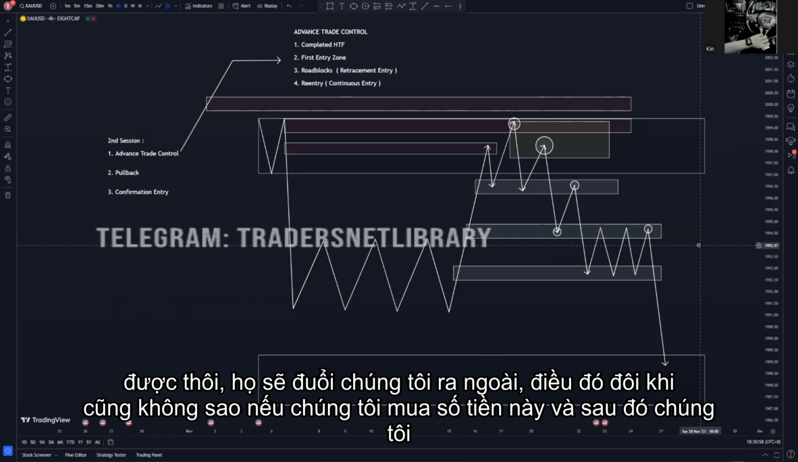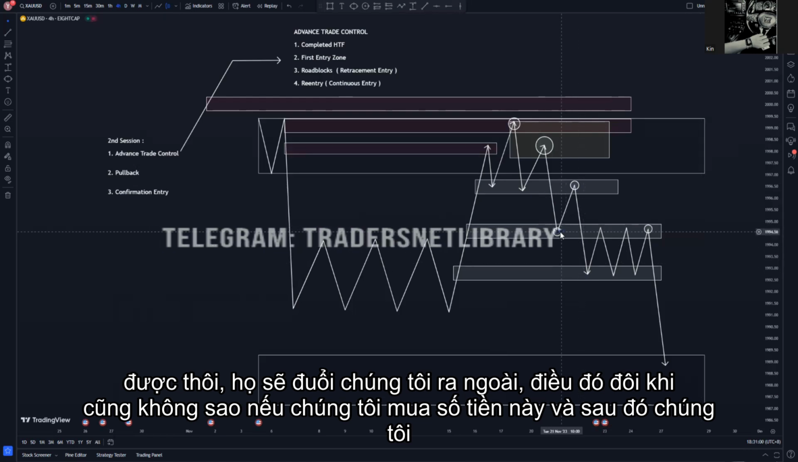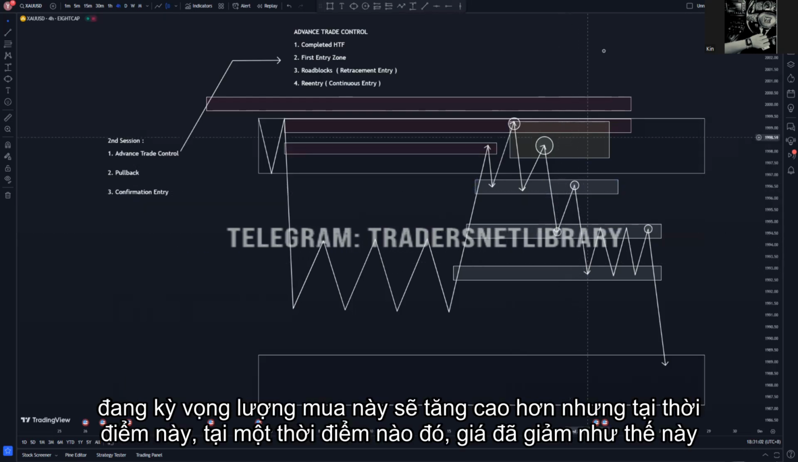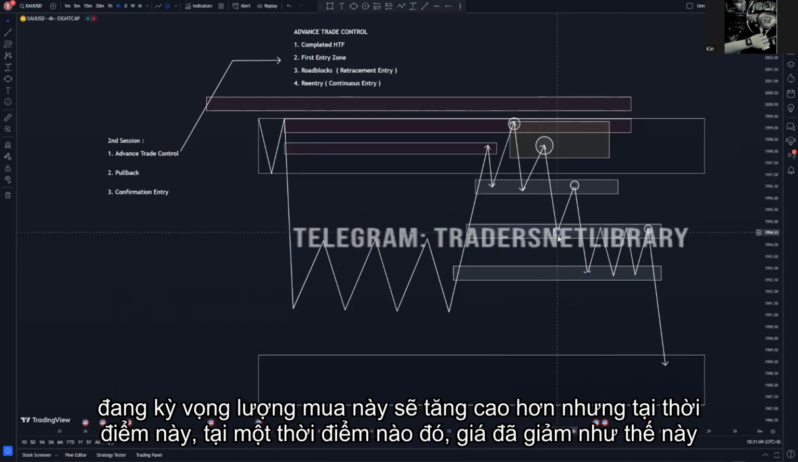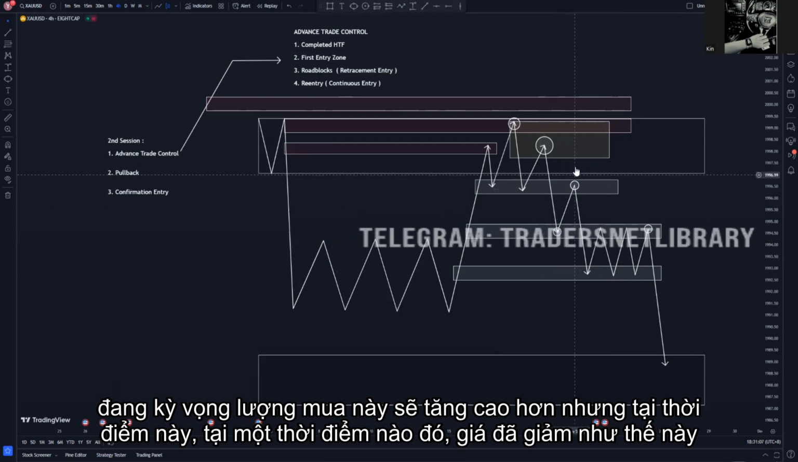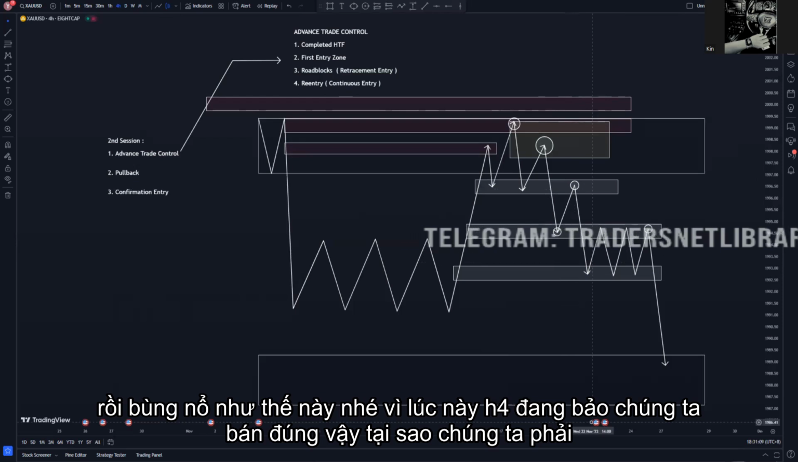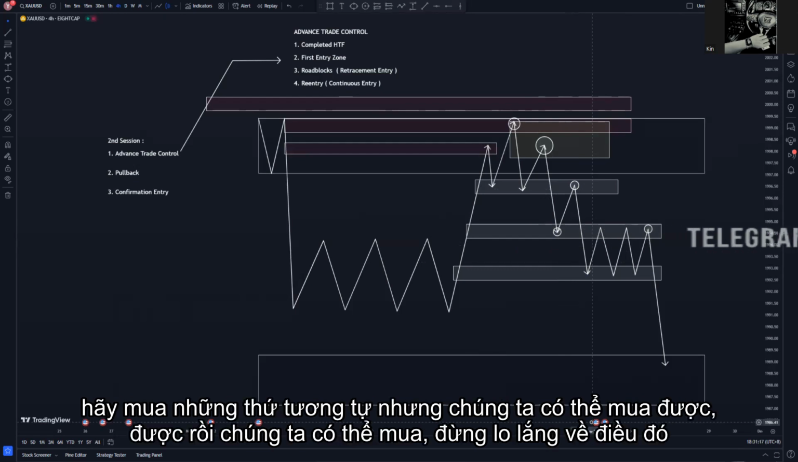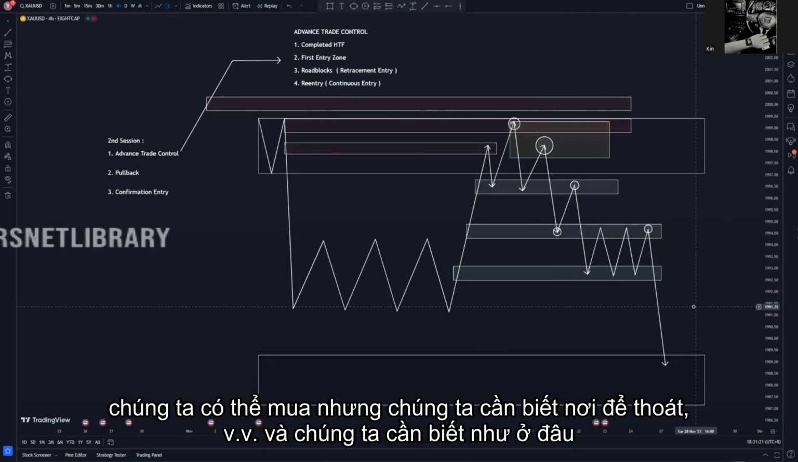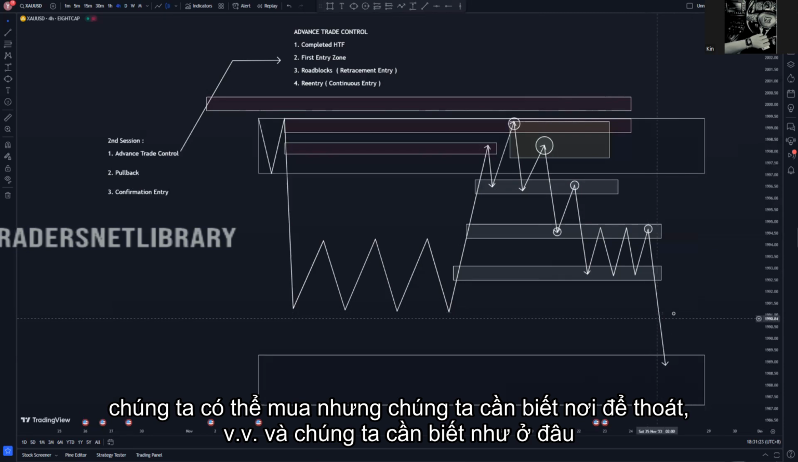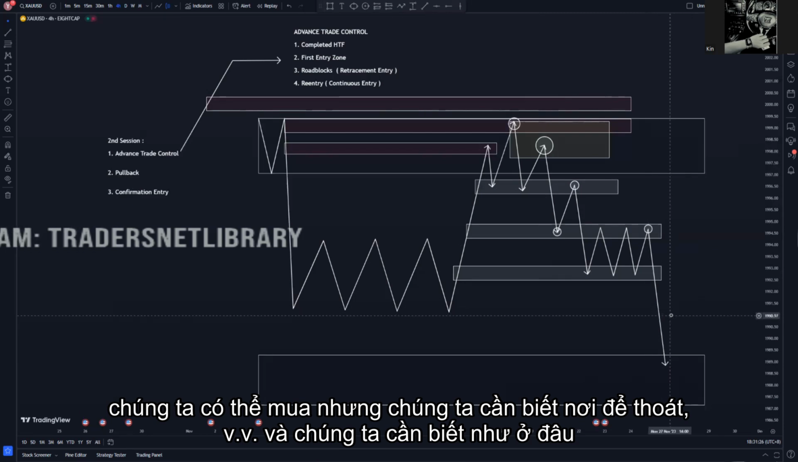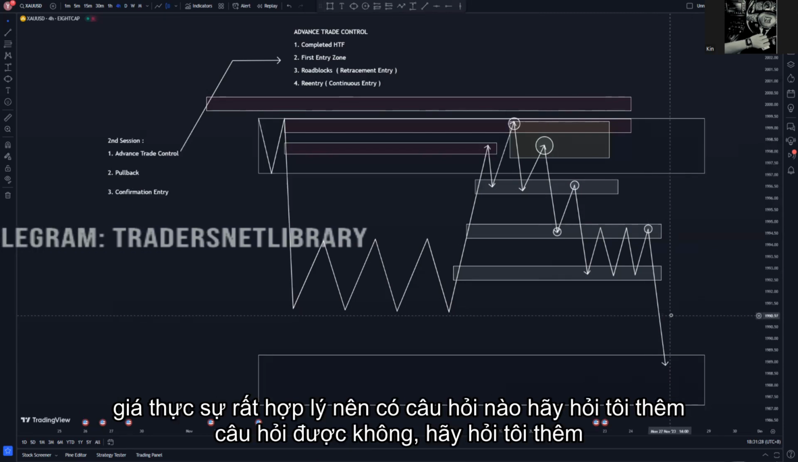Which is okay. Sometimes if we take this buy and we are expecting it to go higher, at some point the price goes out like this and then boom, like this. Because right now the H4 is telling us to sell, so why do we take the buy? But we can take a buy. Don't worry about that. We need to know where to exit, and we need to know where the price is really going.